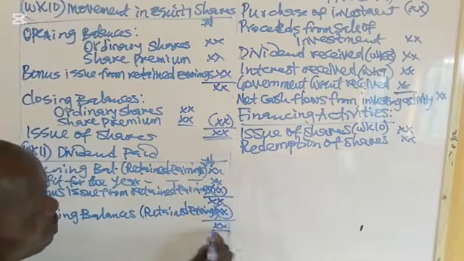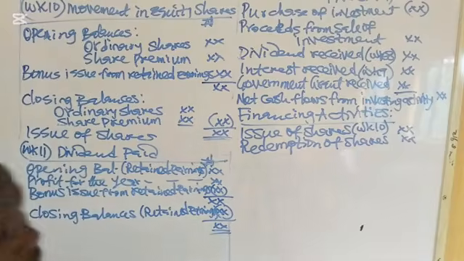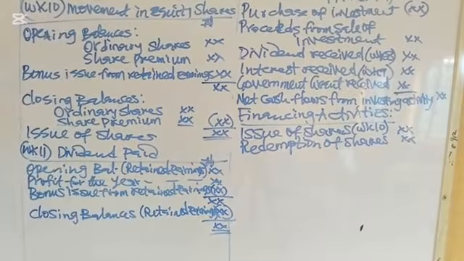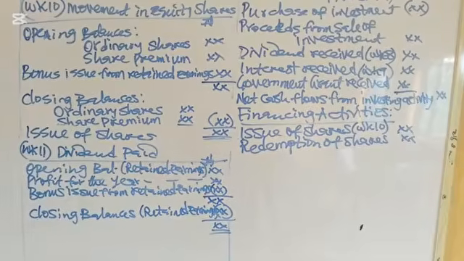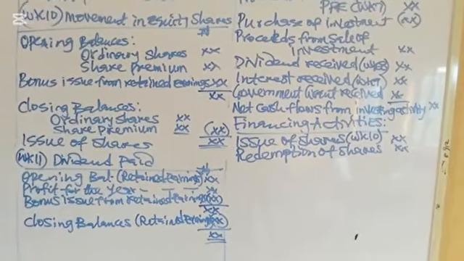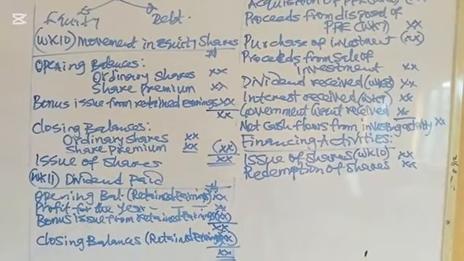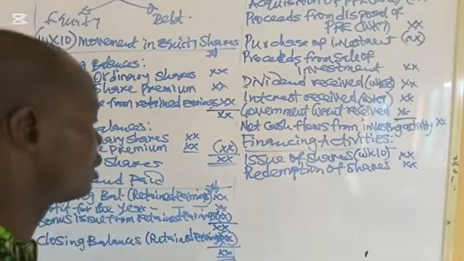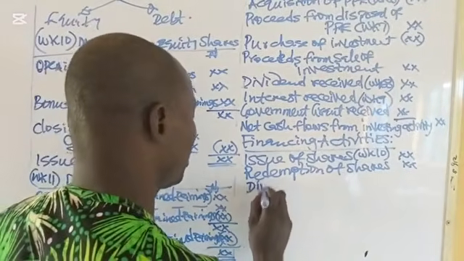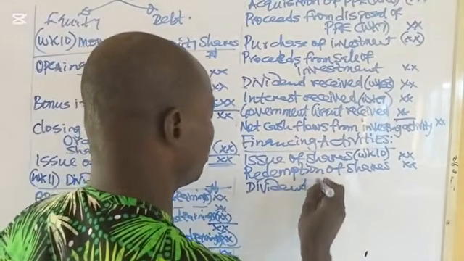After this, you have dividend paid. It is this dividend paid that would appear under financing activities in the statement of cash flows. Dividend paid.